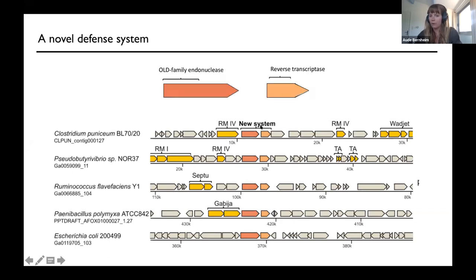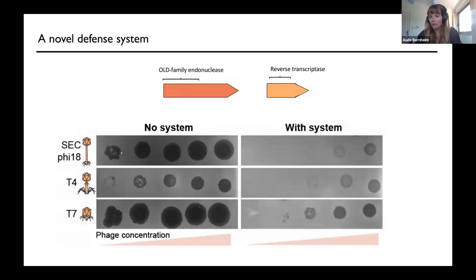And pretty much it was composed of two genes, a reverse transcriptase and an endonuclease. So we did what we do. We tested it. So we cloned it in E. coli. And what you see is a plaque assay. So a load of bacteria and on top of it, plaques. So when you have clear plaques, it means the phages are able to infect. And here, when you have the system in the cell, you see that you have less plaques. So the phages are not able to infect. Well, this is a defense phenotype.